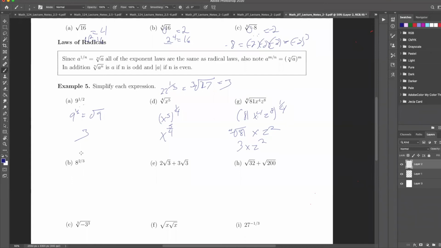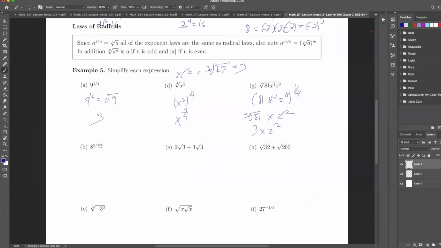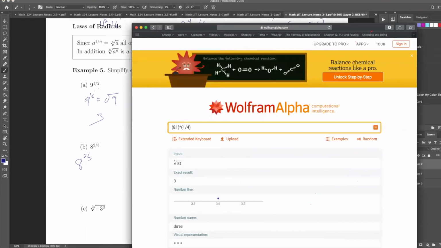All right, so let's look at this. Here I have 8 to the 2/3 power. Now, can I type that in a calculator and get an answer? Sure. In fact, let's do that first.